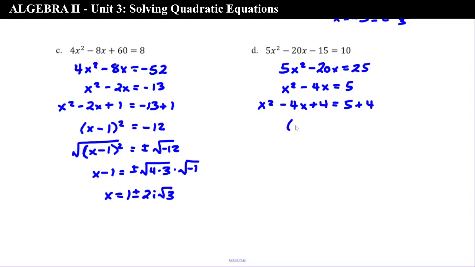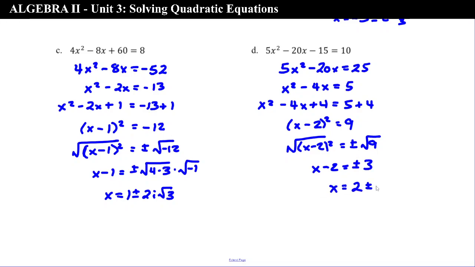We can factor the left-hand side: square root of the first, square root of the last, sign of the middle term, equals 9. And now we're going to take the square root of each side. So you got x minus 2 quantity squared, plus or minus the square root of 9. So you have x minus 2 equals plus or minus 3. So x equals 2 plus or minus 3. And we can break that into our two answers because those are just numbers. 2 plus 3 is 5. 2 minus 3 is negative 1. And those are our solutions.